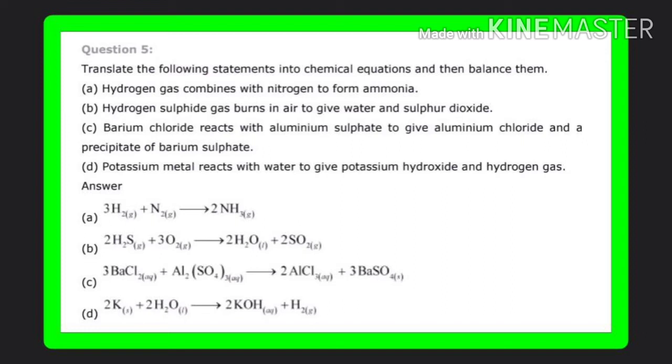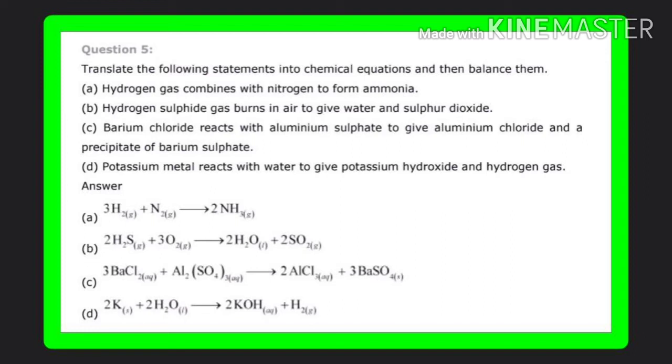Next one, barium chloride reacts with aluminium sulfate to give aluminium chloride and a precipitate of barium sulfate. So see, barium chloride and aluminium sulfate are both aqueous, that is BaCl2 and Al2(SO4)3, and then they give you aluminium chloride and barium sulfate. Okay, and barium sulfate is your precipitate. Try balancing on your own, it will be really good for you.